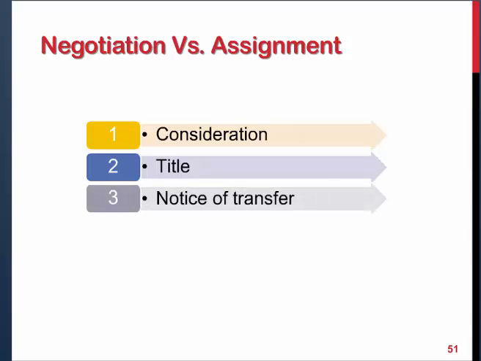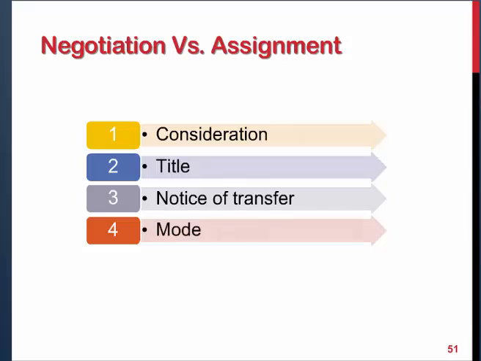Third point is notice of transfer. In negotiation, notice of transfer to the debtor by the transferee is not necessary, whereas in the case of assignment, the assignment does not bind the debtor unless notice of the assignment has been given by the assignee to the debtor and the debtor has expressly or impliedly assented to it.